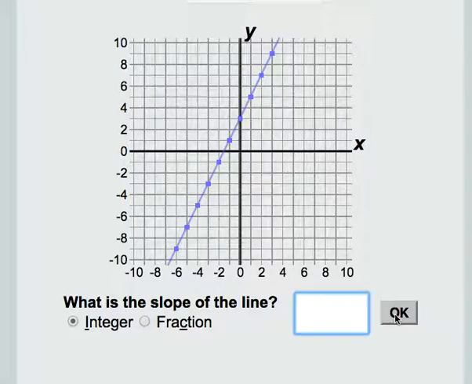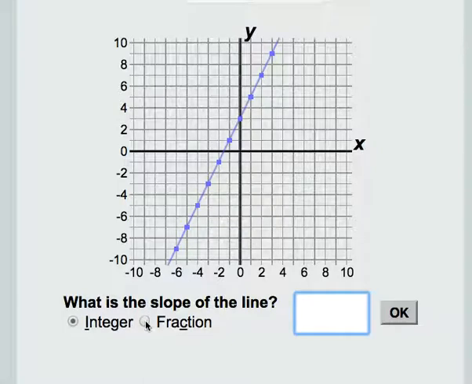The next one, they're asking again, what is the slope of the line? And they're saying, is it going to be a fraction or an integer? But let's have a look. We want a triangle, so I'm picking this point here. We're going to go across to 4 and it goes up, where does it go? It goes up 1, 2, 3, 4, 5, 6.